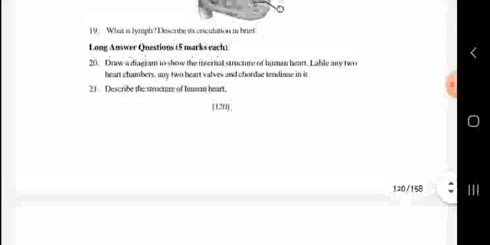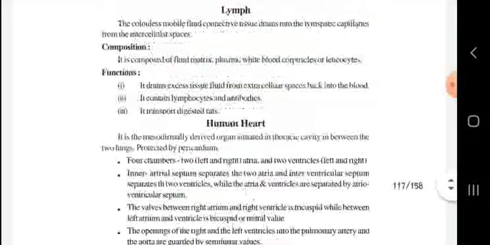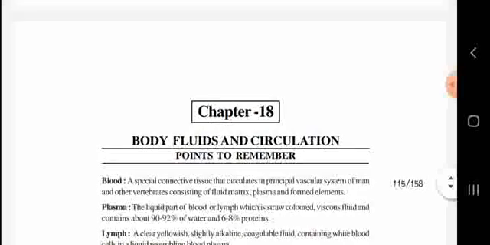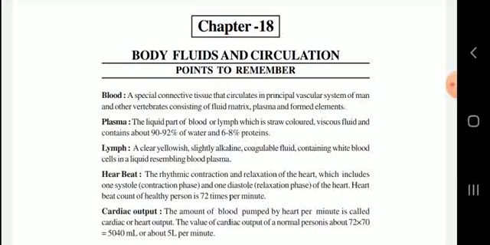About this chapter, body fluids and circulation, in this chapter they may ask questions of 1 mark, 2 marks and 3 marks, and 5 marks are also possible. So read it correctly, see the diagram of the heart, and be perfect in drawing the diagram of the heart. So okay friends, I think you understand this chapter. Solve that question or write the answer, or after seeing this video and that question, revise one time and try to tell the answer in your mind only.